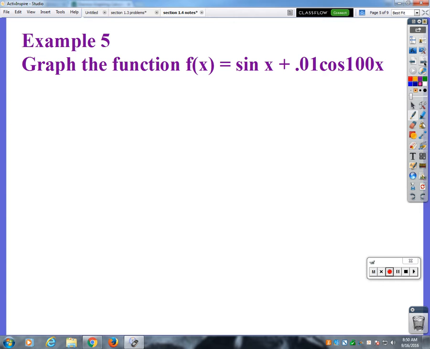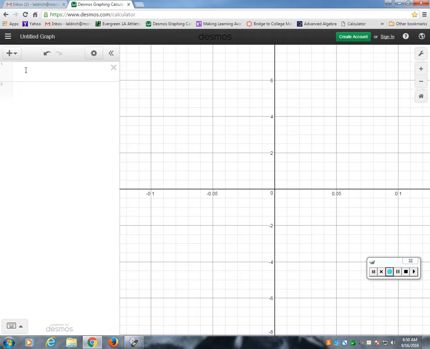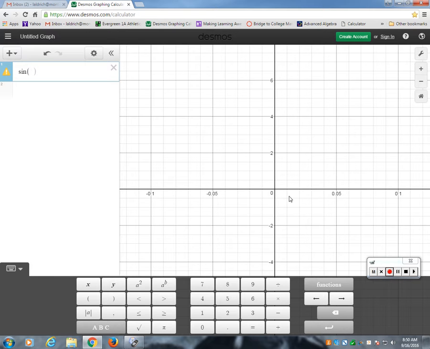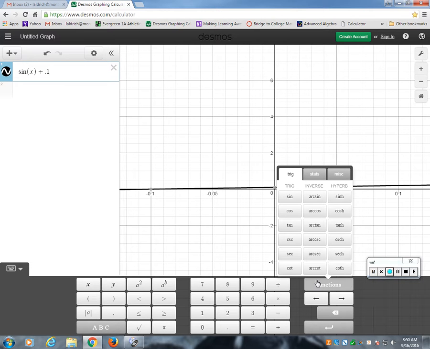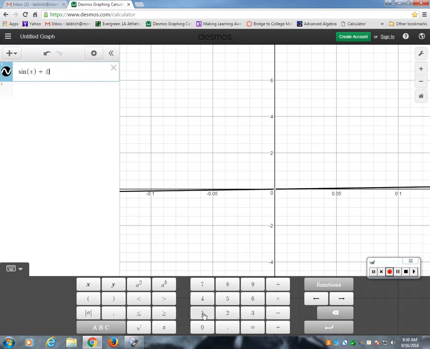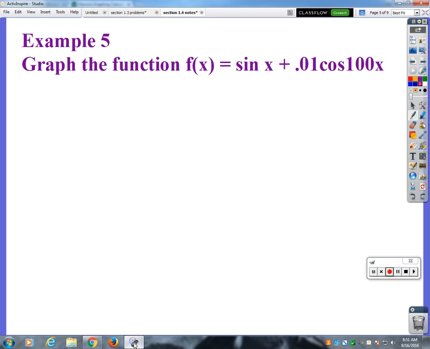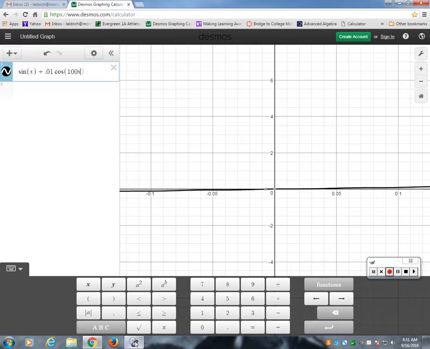All right, so how about the sine of x plus 0.01 cosine of 100x? So let's see if we can find this. Yeah, this could get a little gray. Okay. Sine of x plus 0.01 cosine of, is it 100x? Yeah. Okay, this is going to be a hard one to find. 0.01 or was it just 0.1? I think it was 0.01. I don't know. You can always double check, I guess. 0.01. Okay, so it's there, right?